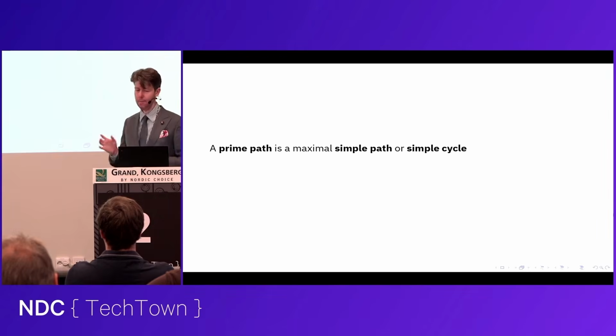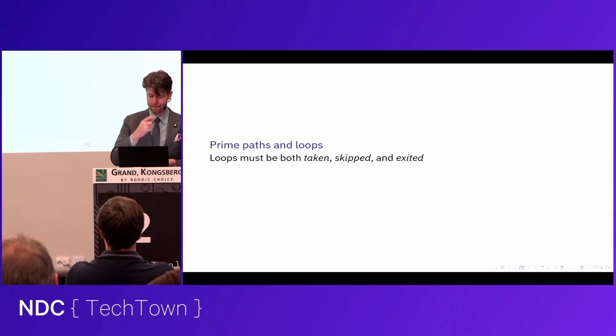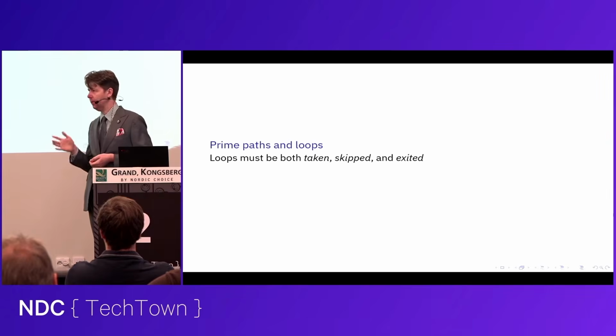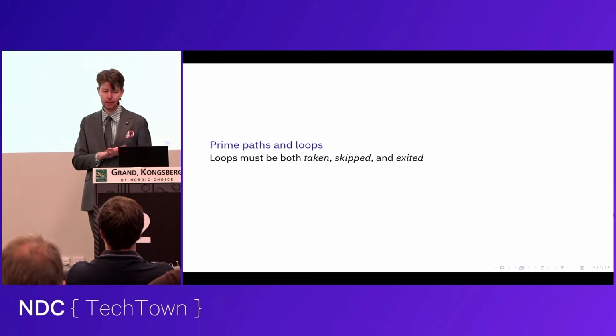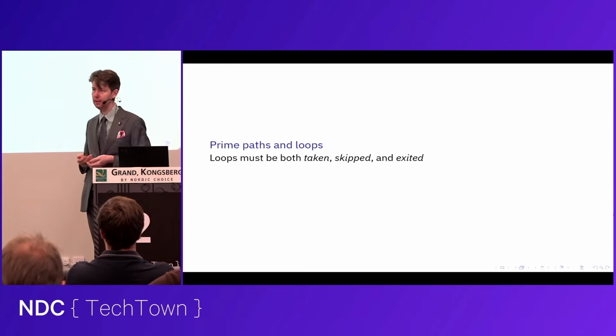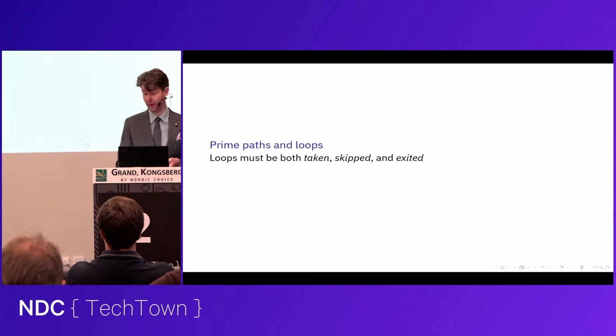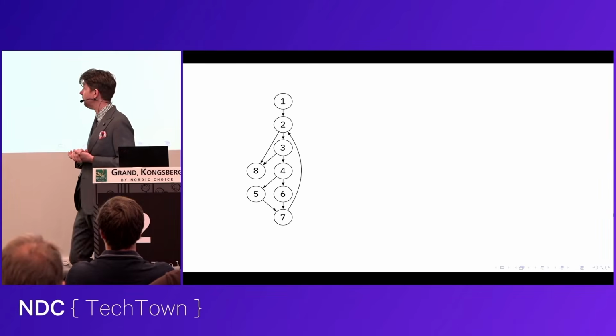So a prime path is a maximal simple path or cycle, right? The implication here is that loops must be taken, skipped, and exited. Which sounds reasonable. Those are the 3 cases you really have with the loop, and you want to make sure that you exercise them. Now, depending on the contents of the loop, that might be difficult, or might be expensive. So let's look at this example here.